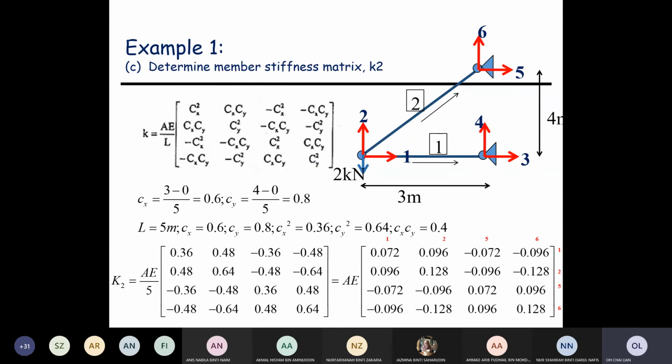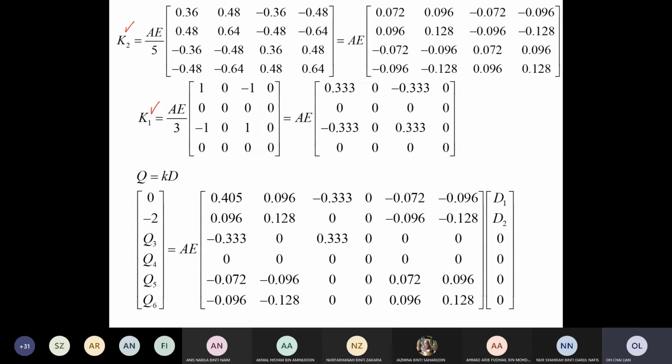1, 2, 3, 4, 1, 2, 5, 6. Oh, this is 1, 2, 3, 4. This is 1. Oops, 1, 2, 5, 6.